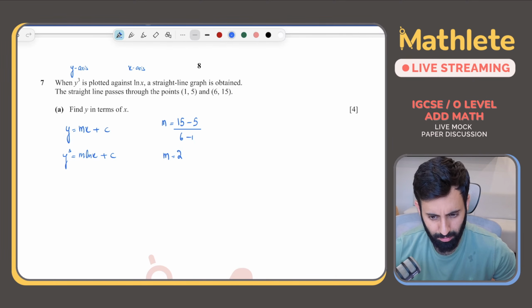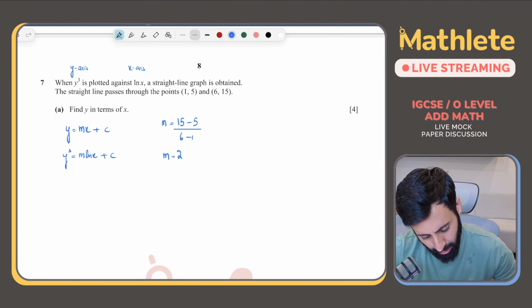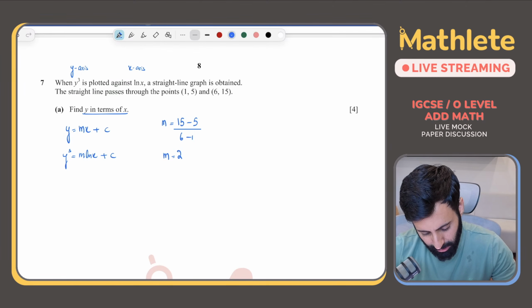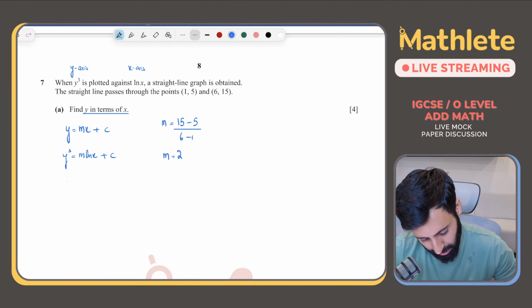Okay? Right, it will be 2, isn't it? Yes, correct. Also keep your eyes on the prize. You're supposed to find y in terms of x. So that means y cube equals 2 ln x plus c.